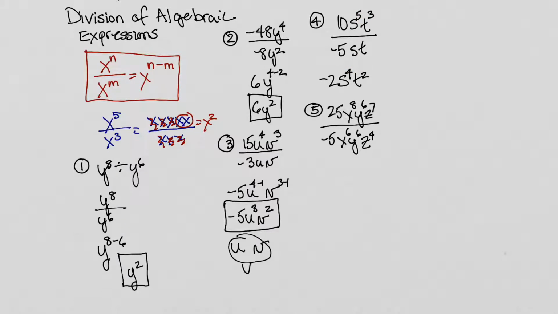And in number 5, let's make this division. 25 divided by negative 5 is negative 5. And then x to the, now I'm going to write this one out. This is going to be top exponent minus bottom. So we'll get an 8 minus 6. Y to the top exponent minus the bottom exponent, 6 minus 6. And then z to the top exponent minus the bottom exponent, 7 minus 4. This is going to give us negative 5x to the 2. Y to the 6 minus 6 is 0. And z to the third.